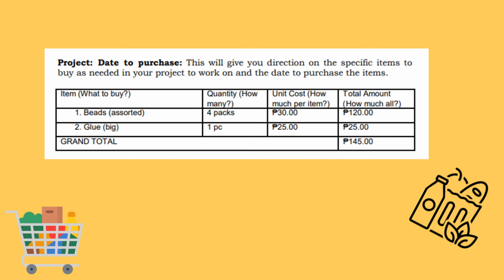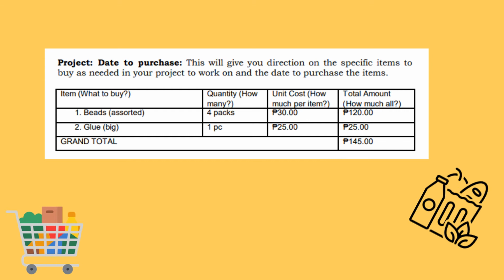We have the beads, assorted colors, big size of glue. Then the next is quantity. How many? If for example, we have 4 packs and for the glue is 1 piece. For the unit cost, for the third column, how much per item? Let's say it's 30 pesos and for the glue is 25 pesos.